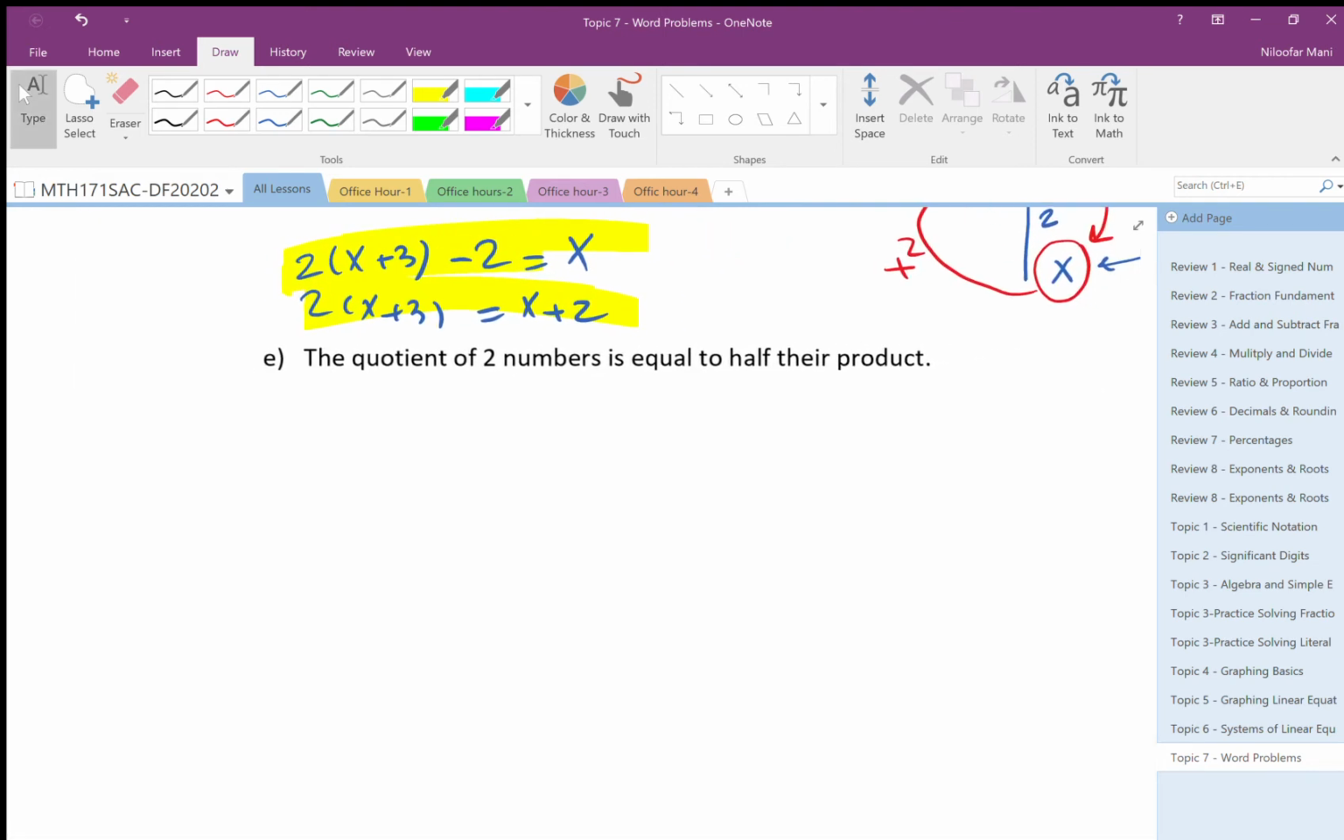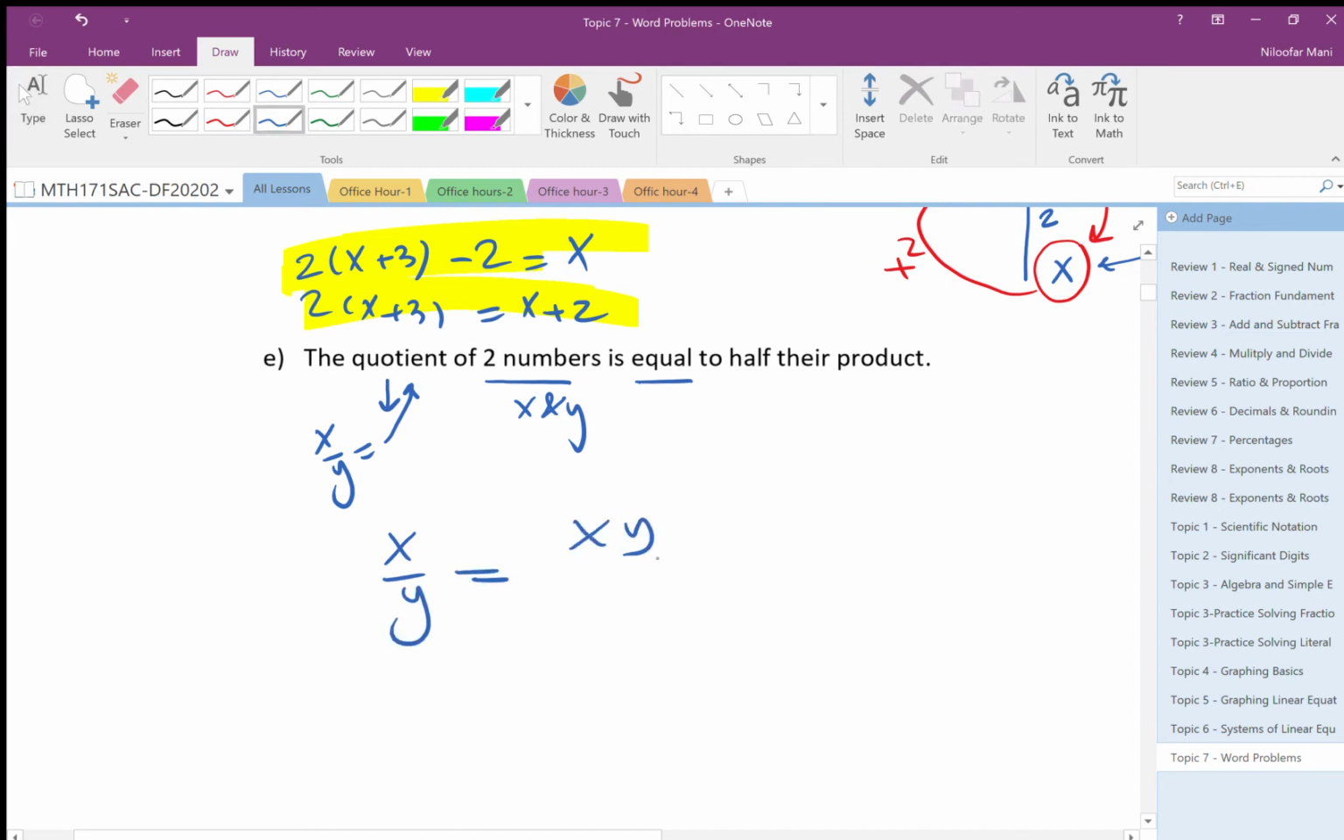The quotient of two numbers is equal to half their product. I told you product means multiplication, half means divided by 2. When you read word problems, you have to understand what the type is. You read once all total and then translate sentence by sentence. Right now we are just practicing the translation. The quotient is the result of division. So for two numbers x and y, the quotient is x over y. So x over y equals xy divided by 2.